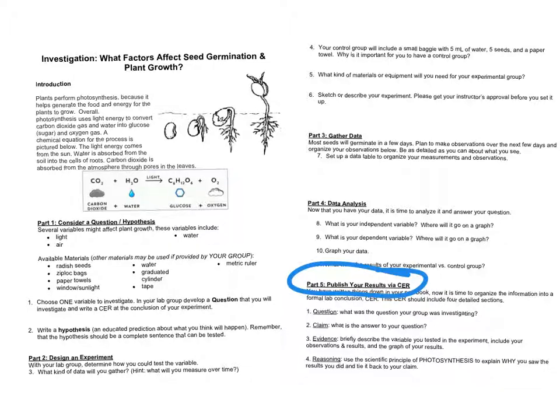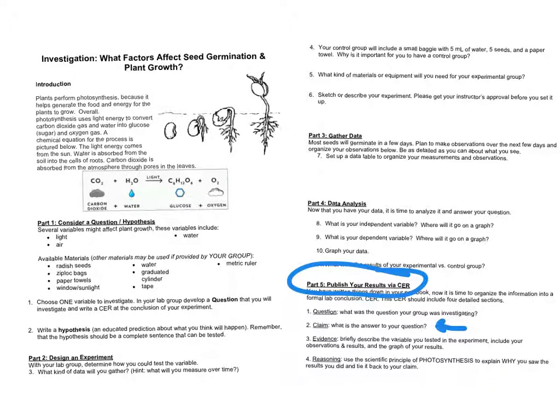So let's start with the claim. The claim most people got correct, which is great. It's just an answer to the question, and most people were detailed enough. If you did get any points taken away in your claim, it was because you just said, yes, water affected the plants, but you didn't say how. You didn't say if the water increased the growth or decreased the growth. You just said the word affected and left it out there. So don't be too vague in your claim.